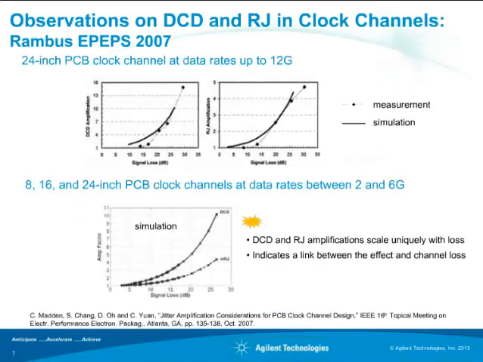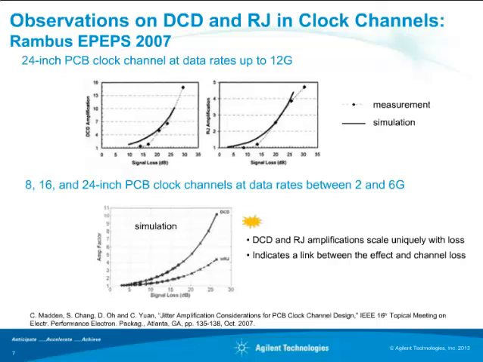So here is the Rambus result reported in 2007. You can see they did the simulation, which is shown in the solid line, and the measurement we show in the dotted line. And by the way, they measured the jitter in the clock channel by using an Agilent oscilloscope.